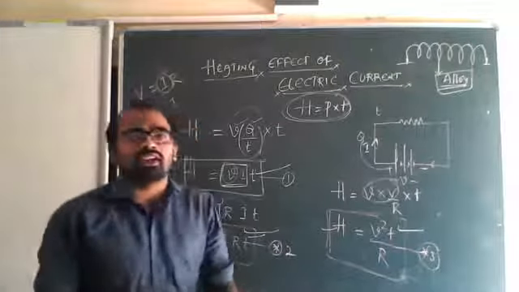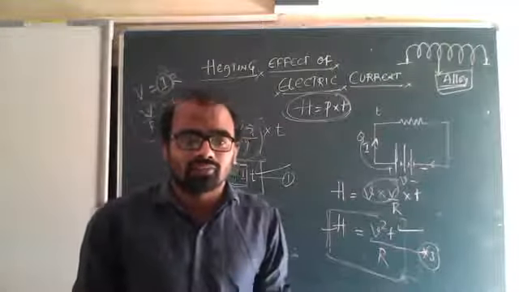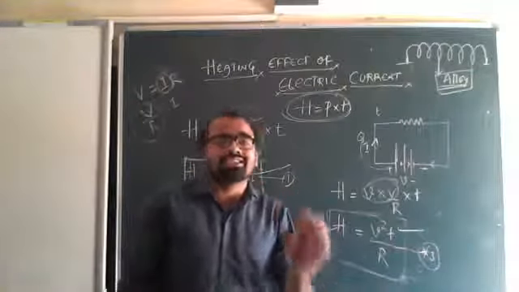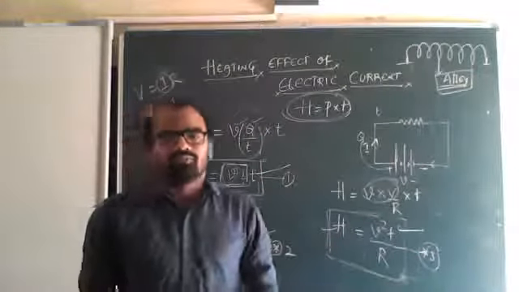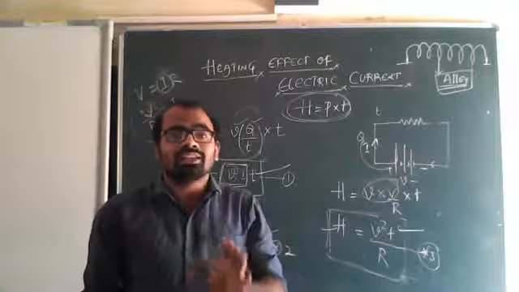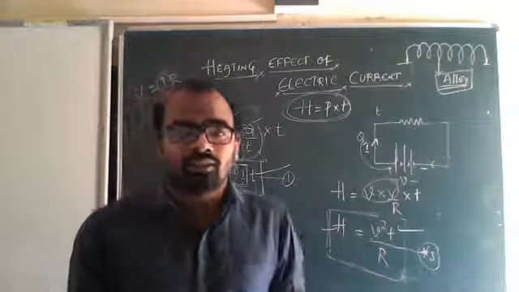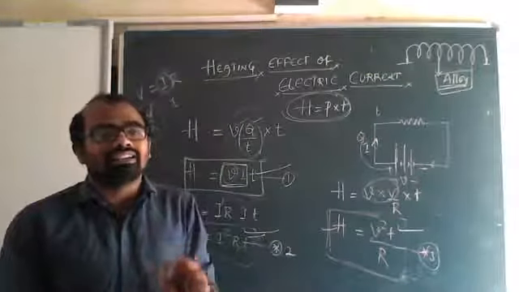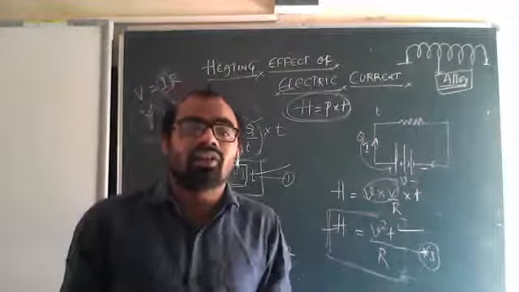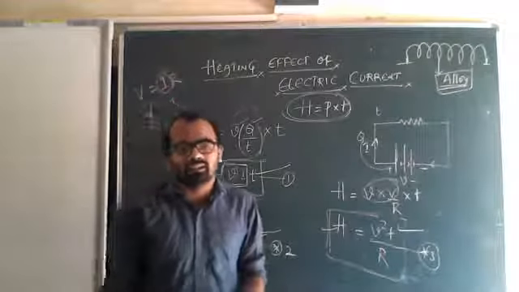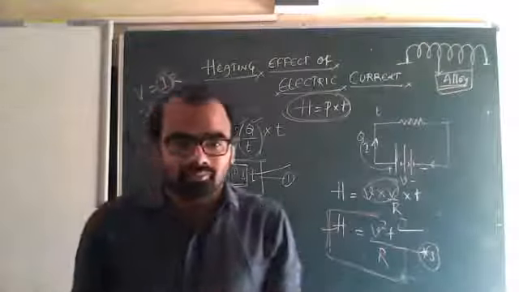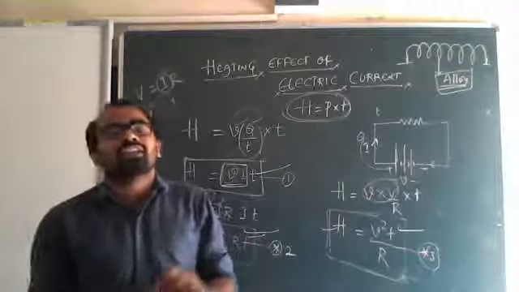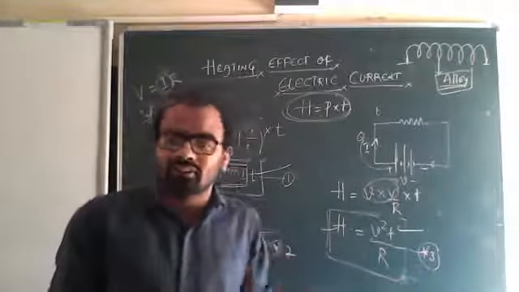Let me define what is heating effect of electric current. Heating effect of electric current is nothing but, in a purely resistive electrical circuit, the electrical energy is continually dissipated in the form of heat. This process is called the heating effect of electric current.